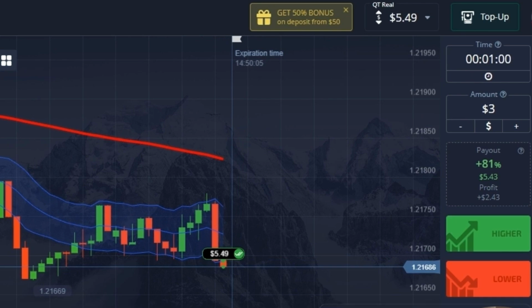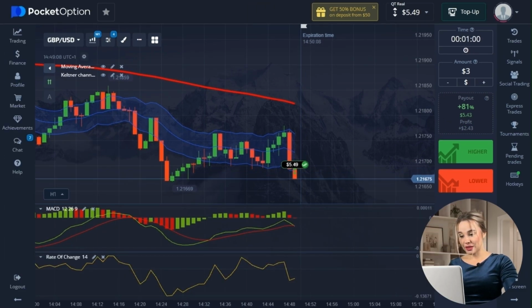The first trade of the day has closed with $5.50 on the balance. Let's keep an eye on the chart and continue.